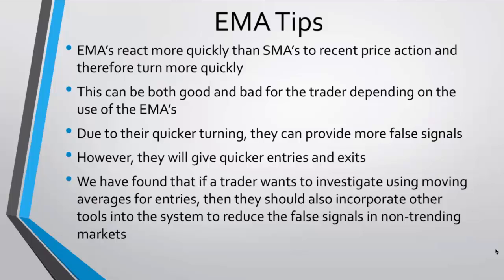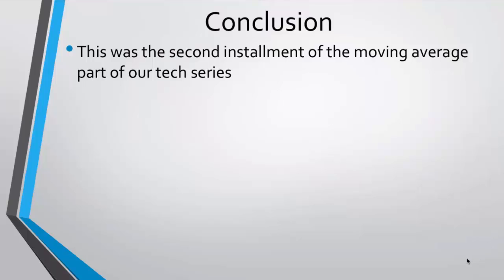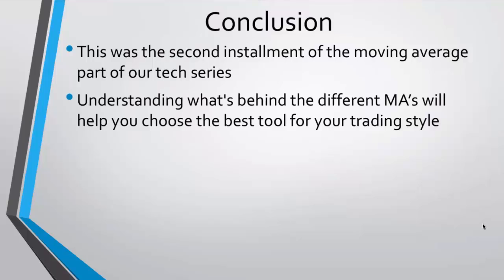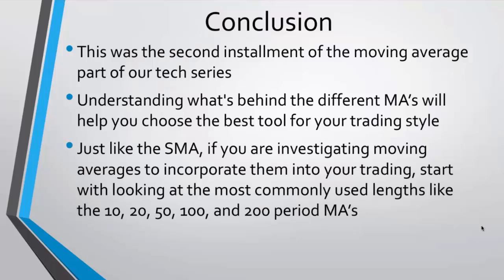We've found that if a trader wants to investigate using moving averages for entries, then they should also incorporate other tools into the system to reduce the false signals in non-trending markets. So in conclusion, this was the second installment of the moving average part in our tech series. If you have not watched the first one, you should, and then you should watch this one again. Understanding what's behind the different MAs will help you choose the best tool for your trading style. Just like the simple moving average, if you're investigating moving averages to incorporate them into your trading, start with looking at the most commonly used lengths, like the 10, 20, 50, 100, and 200 period moving averages.